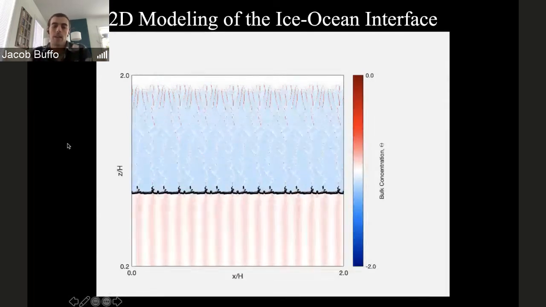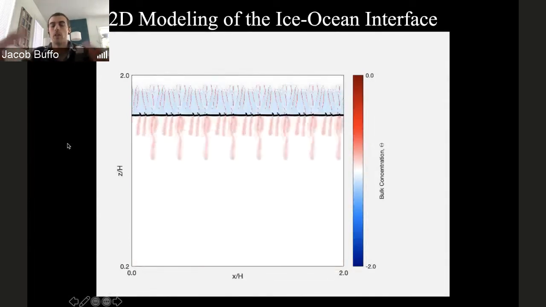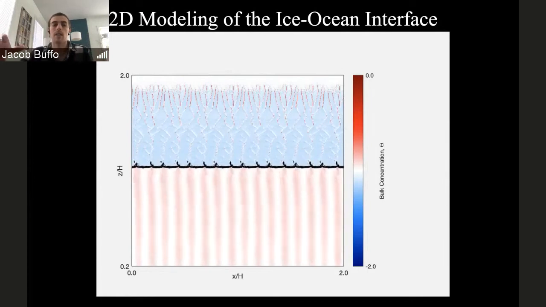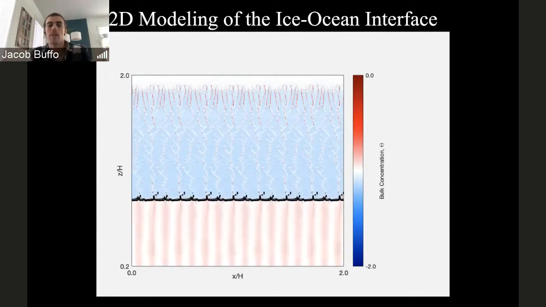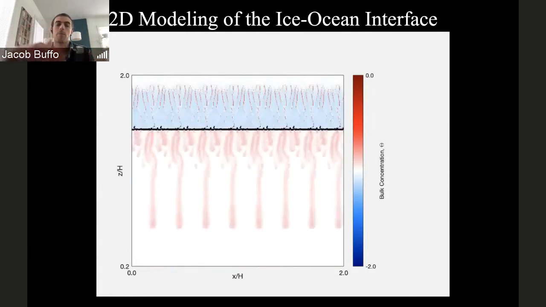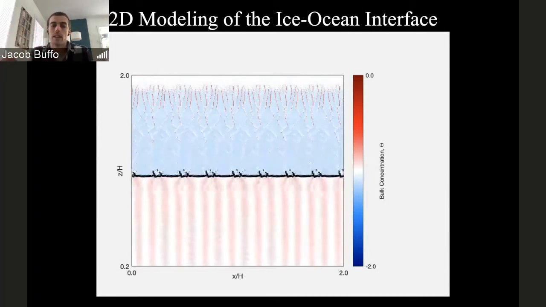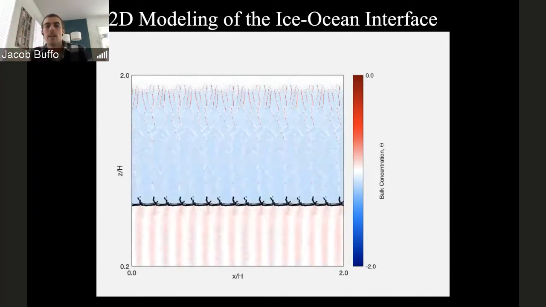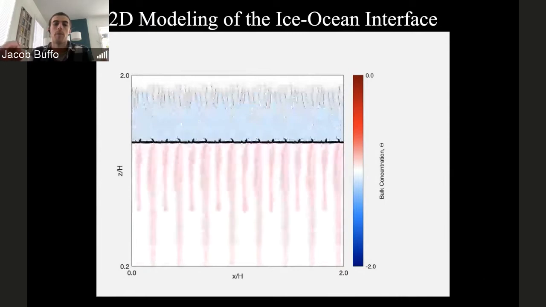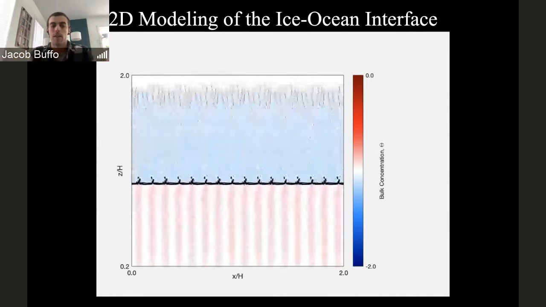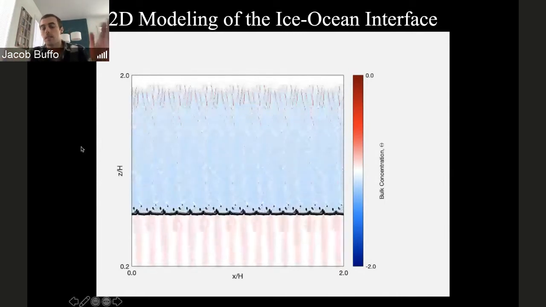So what we're doing here is simulating that system where we start out with this fluid box and we cool it down from the top. What you can see is that as that ice front propagates down, this is looking at the concentration of the system. You can see these pockets and channels form, and you can see the downwelling of a lot of the salt from the system into the underlying ocean.